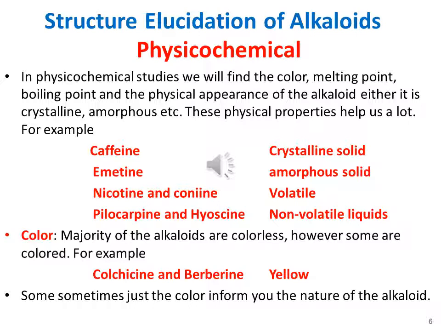The other physicochemical property is the color of the alkaloid. Majority of the alkaloids are colorless. However, some are colored. For example, colchicine and berberine are yellow in color. So sometimes just the color of the alkaloid informs you about the structure of the alkaloid.